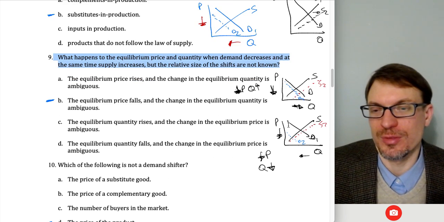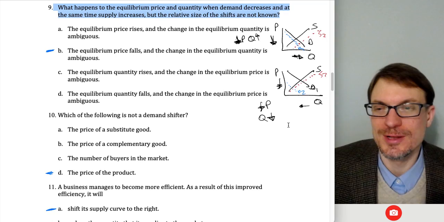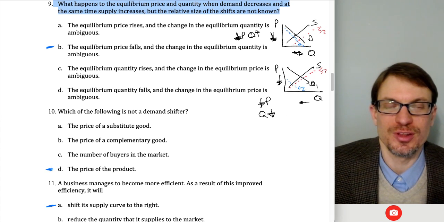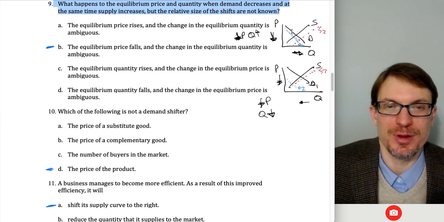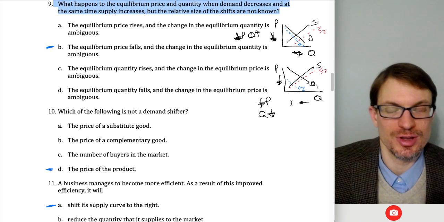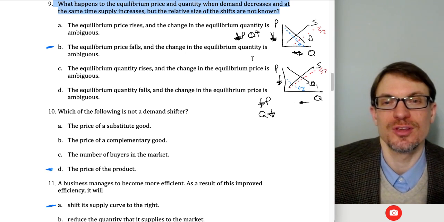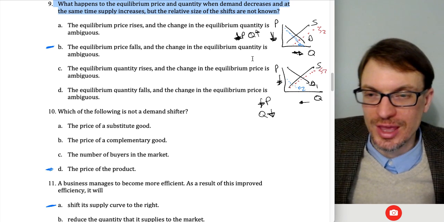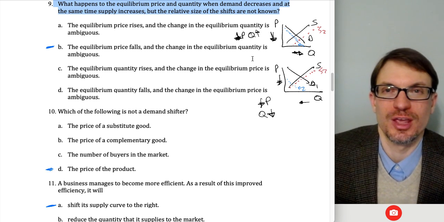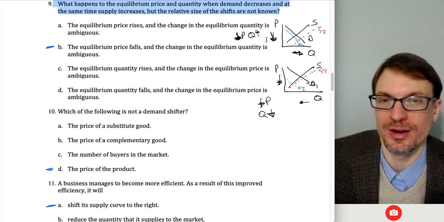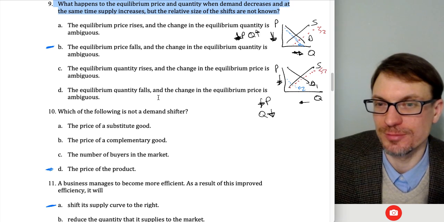So the point is we want to look and see what's going to end up happening when supply is the predominant shift and what's going to end up happening when demand is the predominant shift, and then compare those two things. See what we can say with certainty. Price falls, and what we're not so clear on? Well, quantity could rise or fall.